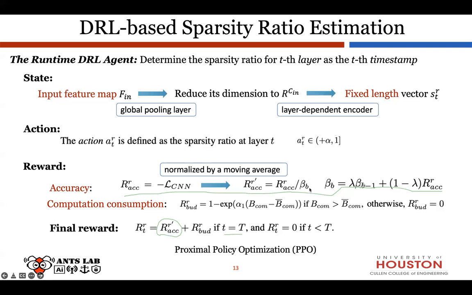Yeah, but according to this one, it looks like they only care about this value when t equals capital T, right? But in this case, why do you have a beta here, this weighted average, because before the value is 0?